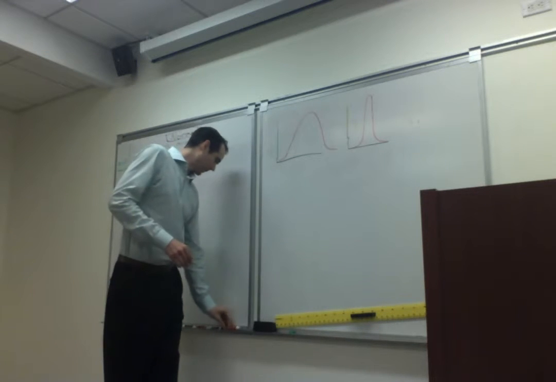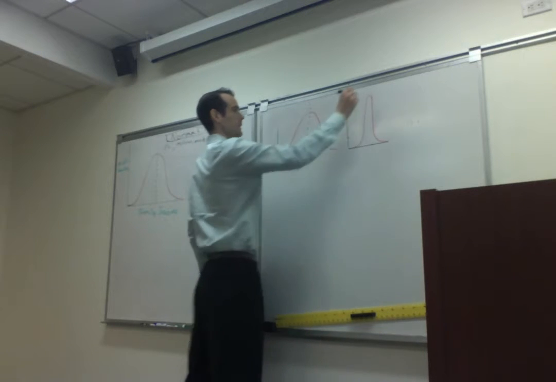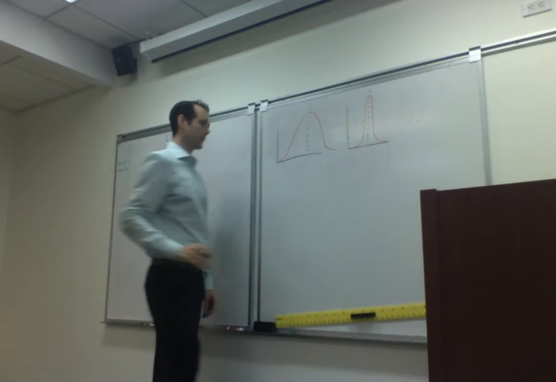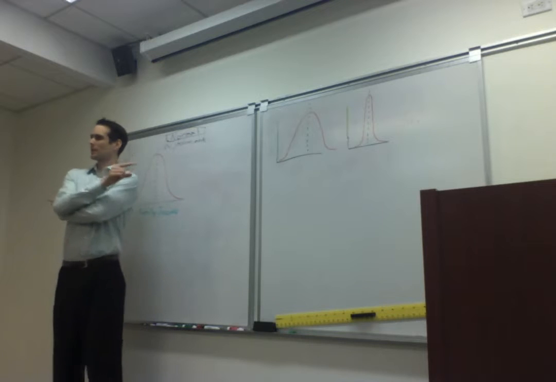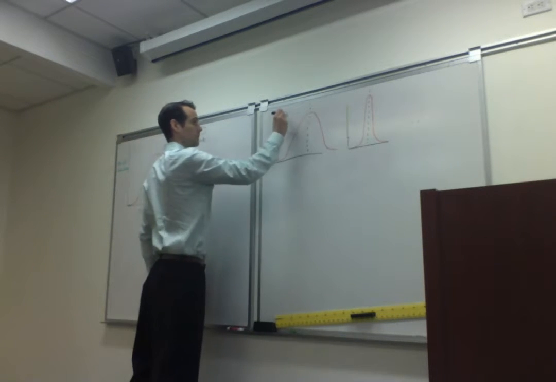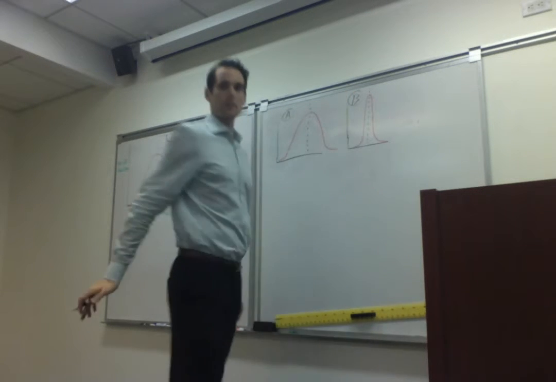Okay. They're both symmetrical about the mean. All right, so suppose this is the mean. Those are mirror images on each side. But there's still something different about this one. We'll call this A. And we'll call this one B. There's still something different about A and B.